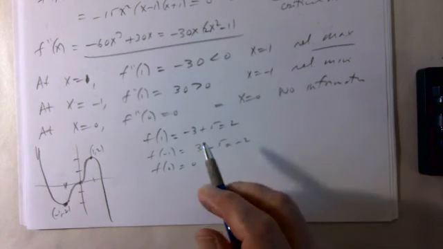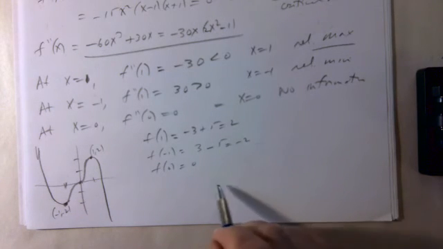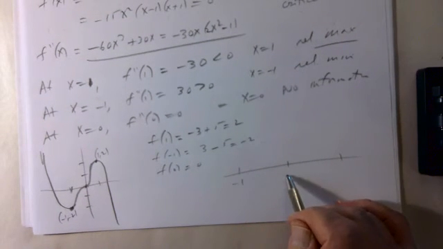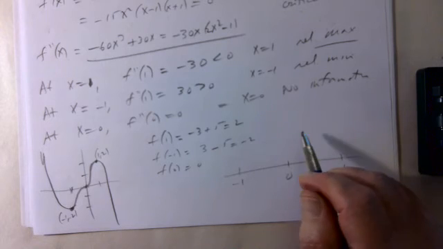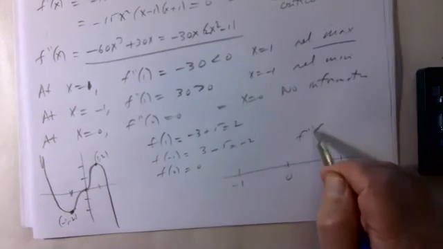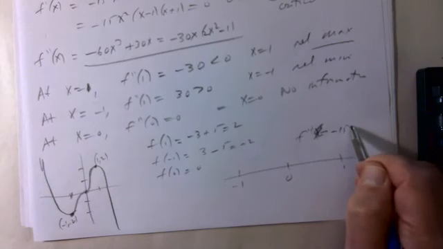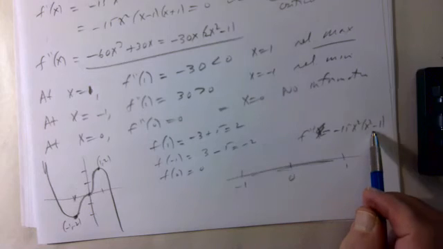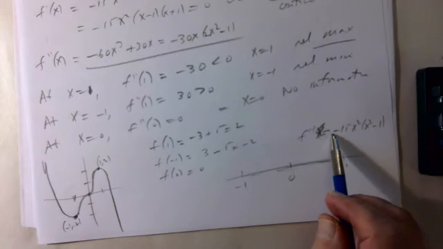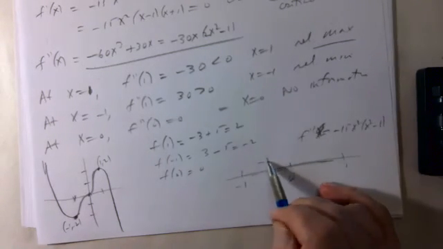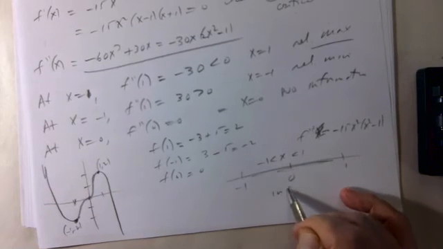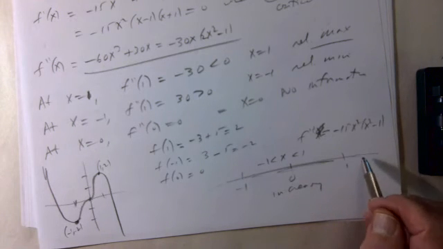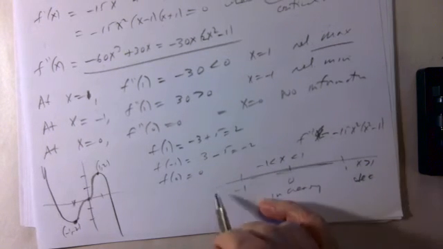If I want to know where the function is increasing and decreasing, I can do that. I just draw a number line. These are the critical numbers, minus 1, 0, and 1. Again, the first derivative is minus 15x squared times x squared minus 1. So from minus 1 to 1, x squared minus 1 is negative. Negative times negative is positive. So from minus 1 to plus 1, the function is increasing. And when x is bigger than 1 or less than minus 1, the function is decreasing.